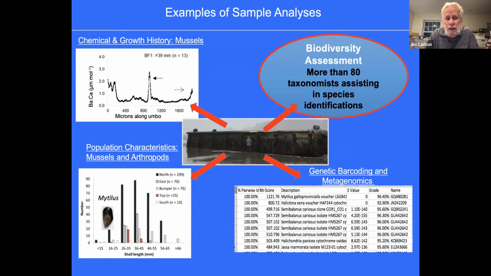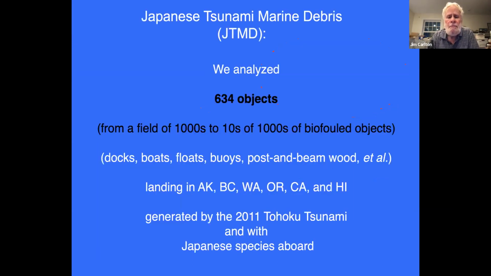As the samples came in, we approached these from many different points of view. We wanted to identify everything that was coming in. That required more than 80 taxonomists from around the world. We did as much sequencing as we could. We looked at population characteristics, especially of mollusks and crustaceans, arthropods, insects as well, marine insects. We looked at the chemical and growth history of mussels using a barium-calcium ratio. Altogether, about 634 objects at the time that we wrapped up the first phase of this, which was February 2017, that I'll be mentioning to you. That's out of what I think are thousands of objects that came ashore, minimally, along the entire coast.